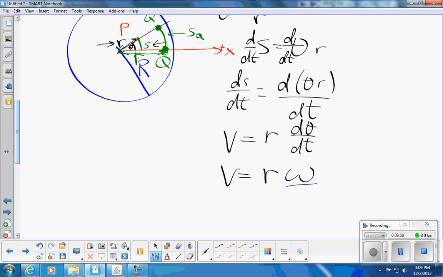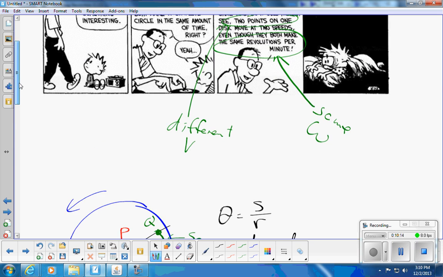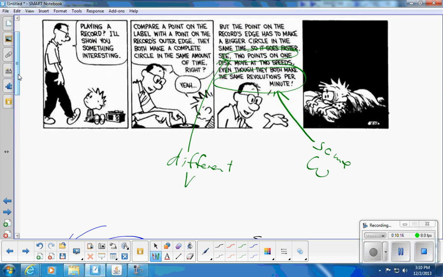That's the reason that we're analyzing these kinematic values in rotation. And that's the reason we invented omega. So 2 points on the same disk have the same omega. Therefore, the one with the larger r has the larger speed, v, which is why Calvin's dad made this very perceptive observation. The farther away you are from the center, the greater your speed.